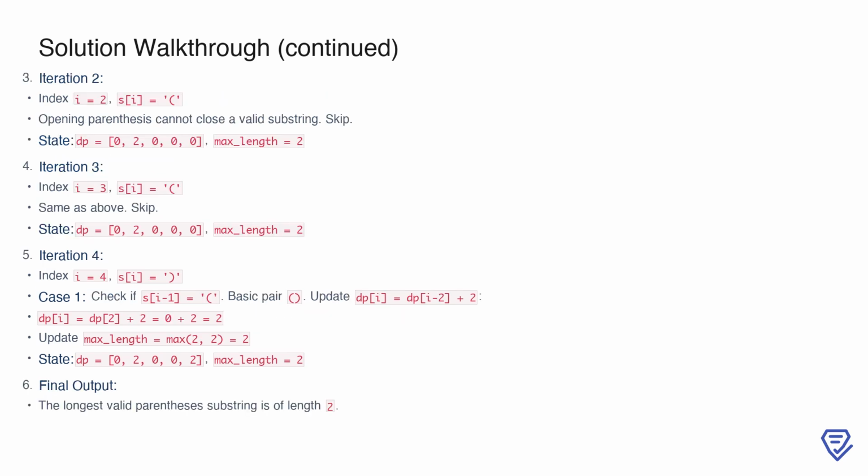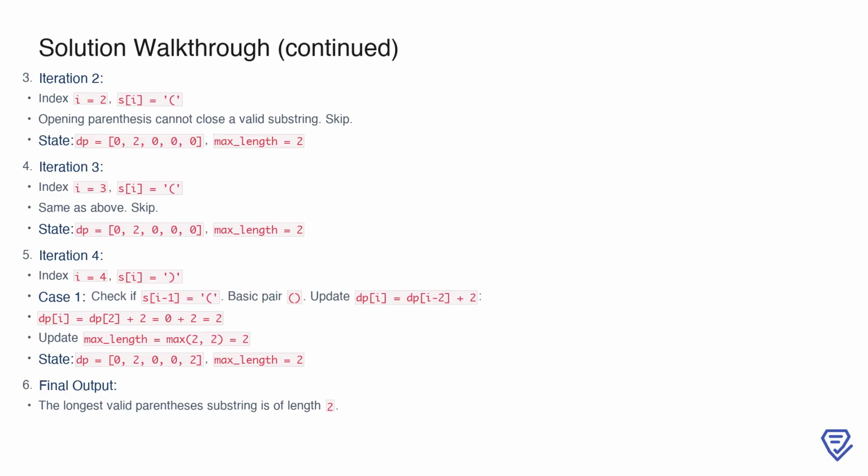In the second iteration, at index i equals 2, the character is. Since an opening parenthesis cannot close any valid substring, we skip further processing at this index. The state remains unchanged with dp equals 0, 2, 0, 0, 0, and max_length equals 2. Similarly, in the third iteration, at index i equals 3, the character is also. Again, we skip processing, and the state remains the same.